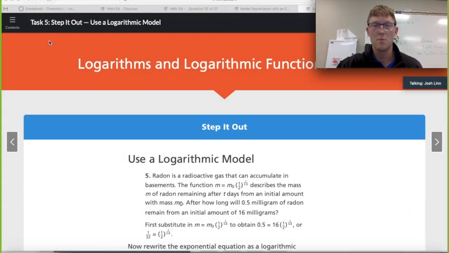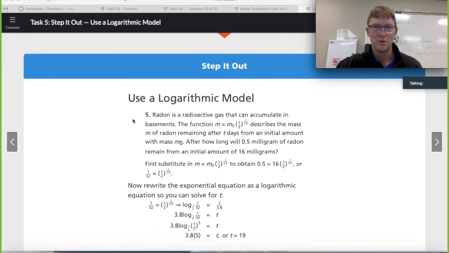Let's do one more example. Use a logarithmic model. Radon is a radioactive gas that can accumulate in basements. The function m equals m naught times 1/2 to the power of t over 3.8 describes the mass m of radon remaining after t days from the initial amount with mass m naught. After how long will 0.5 milligrams of radon remain from the initial amount of 16 milligrams?